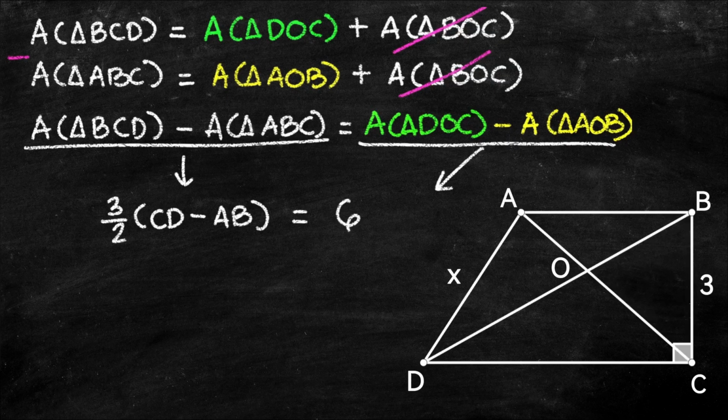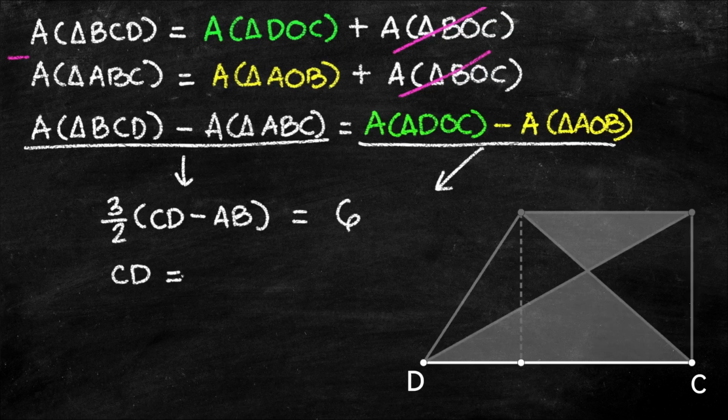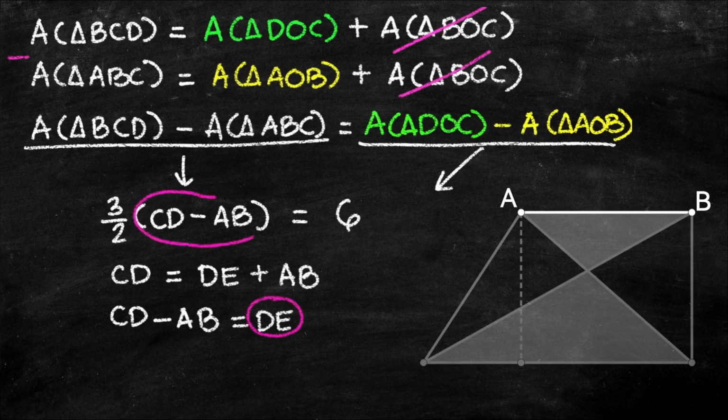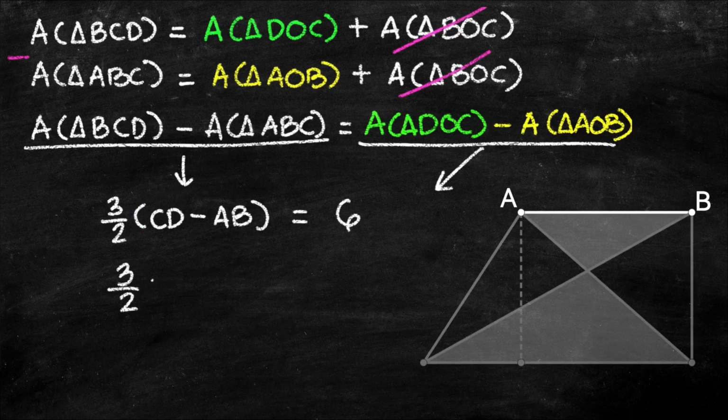Next, from vertex A, draw a line that is perpendicular to side CD at point E. Therefore, we can see that CD is equal to DE plus AB. Transposing AB to the left side gives us CD minus AB equals DE. Substitute DE into the equation, and the equation becomes 3/2 times DE equals 6. Multiply both sides of the equation by 2/3. Therefore, we get DE is equal to 4.